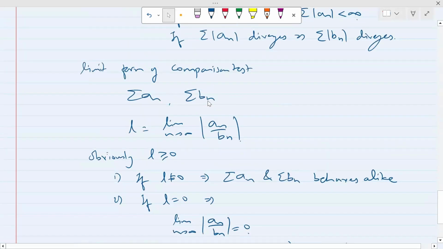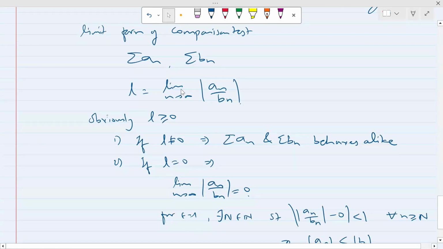You have to choose bn for a given series summation an. If you want to check whether it is convergent or divergent, you have to choose the series summation bn in such a way that this limit either exists or is zero. Most, 99% of the time, we choose bn in such a way that this limit exists and is non-zero. So both series will behave alike.